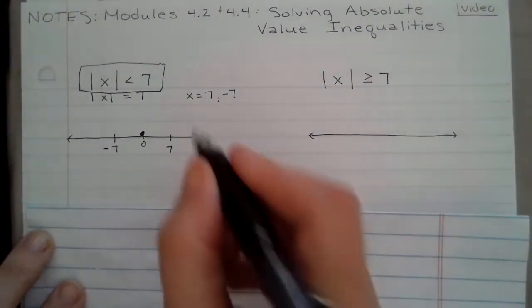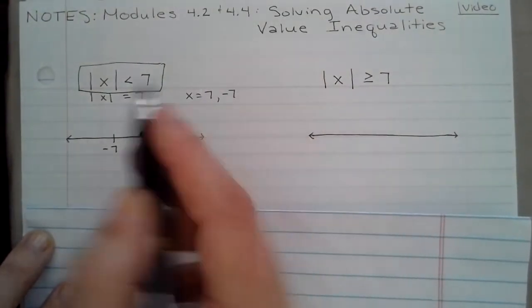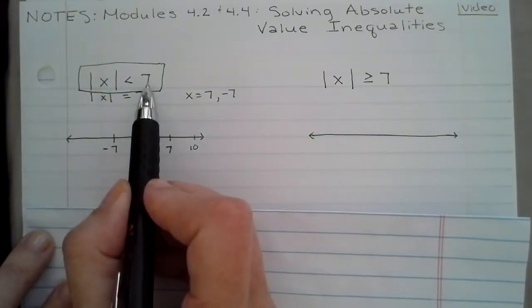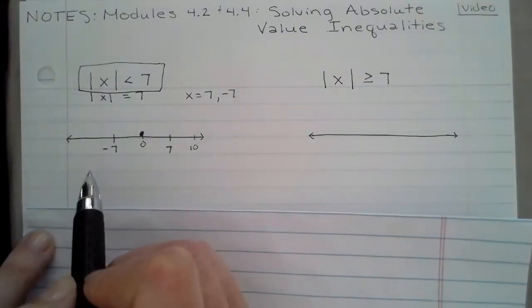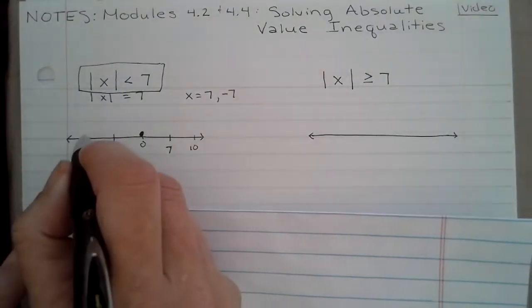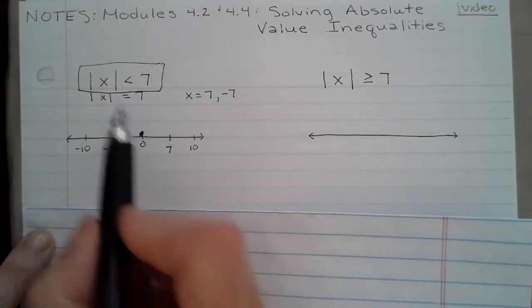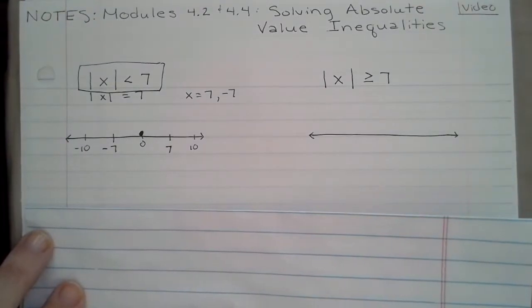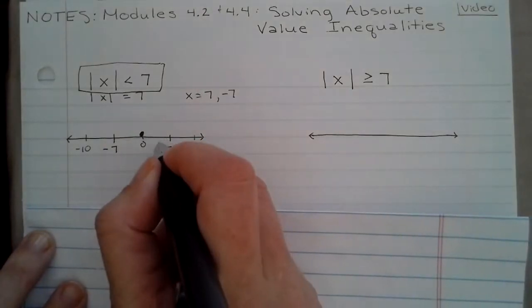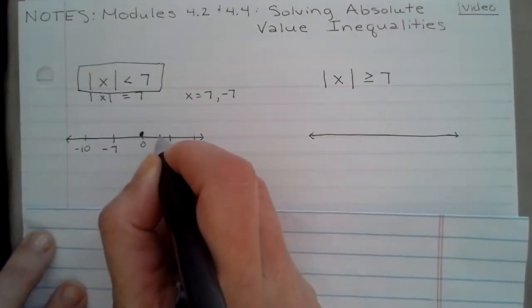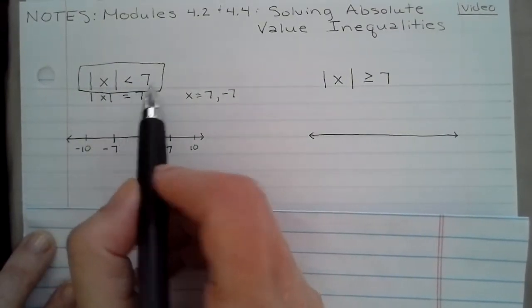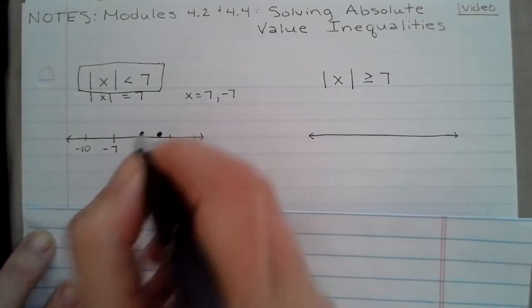Alrighty, let's try 10. I'm way out here at 10. Absolute value of 10 is 10. Is 10 less than 7? Nope, not a solution. All right, let's try negative 10 down here. Absolute value of negative 10 is 10. Is 10 less than 7? We just said it's not, so that's not a solution either. What about 4? Let's try 4 somewhere in here. There we go, 4. Absolute value of 4 is 4, and 4 is less than 7. So, okay, this is a solution too.